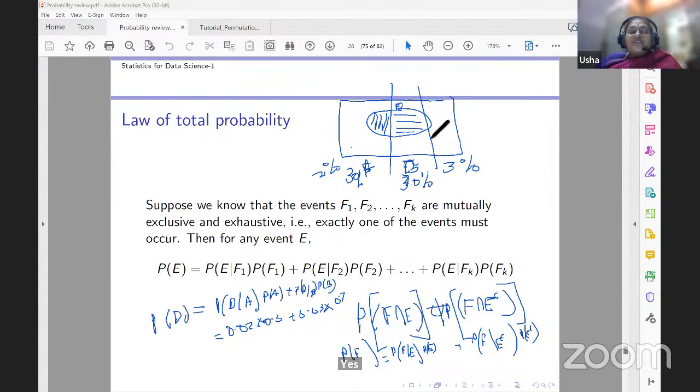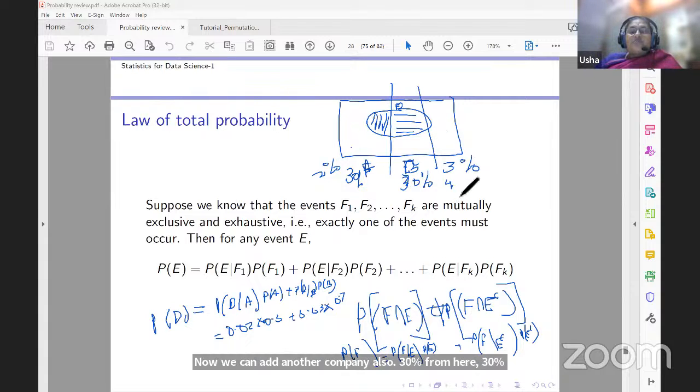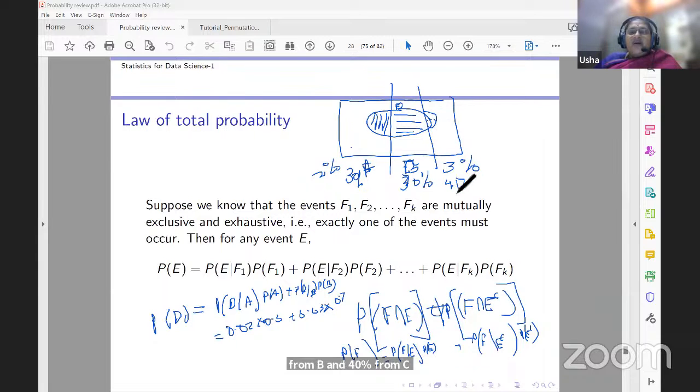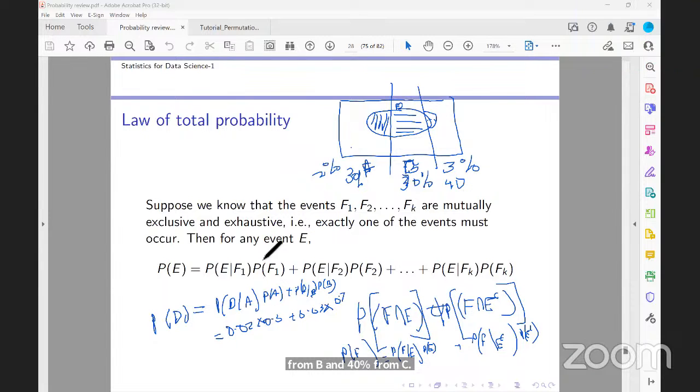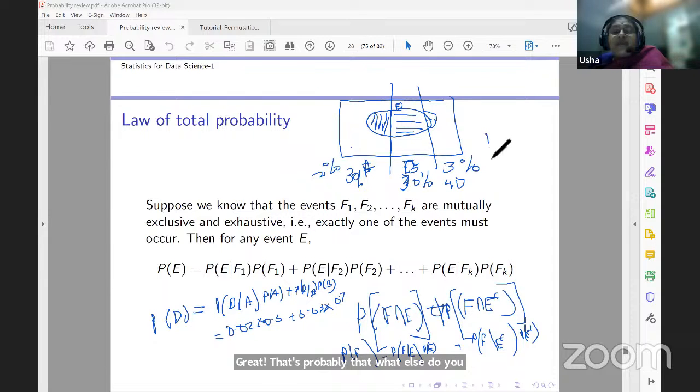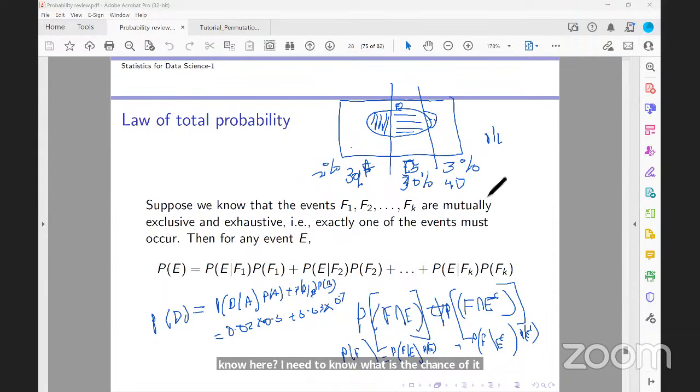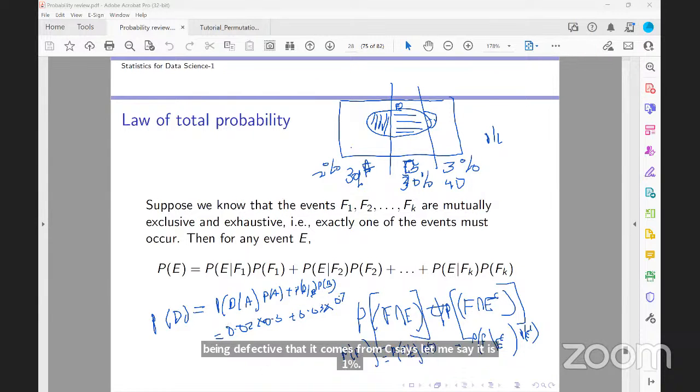Now we can add another company also. 30% from A, 30% from B, and 40% from C. Right? Then what would that be? What else do you need to know here? I need to know the chance of it being defective given that it comes from C. Let me say it is 1%. So what is the chance of it being defective here?